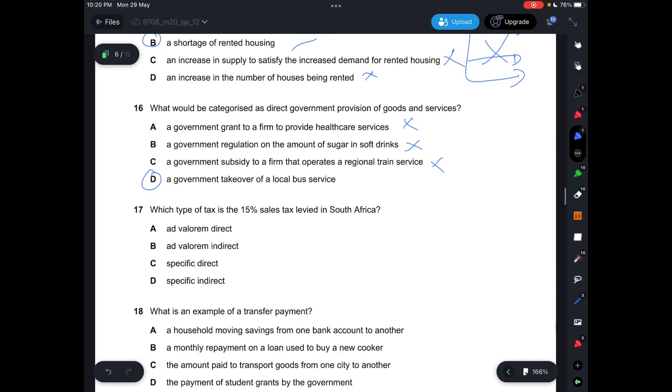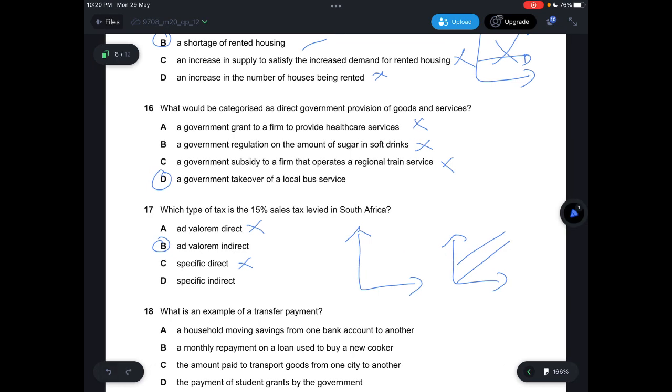And then for question 17, which type of tax is the 15% sales tax levied in South Africa? Sales tax is an indirect tax, so A and C are not correct. And then this one is 15%, so it is ad valorem, indirect, because if it's a specific tax, it will be something like this. And if it's ad valorem, it could be something like this.